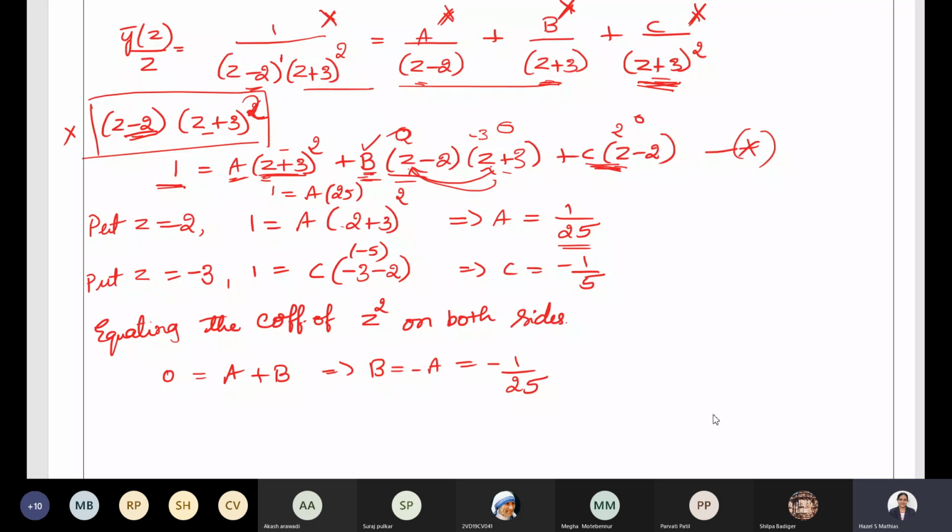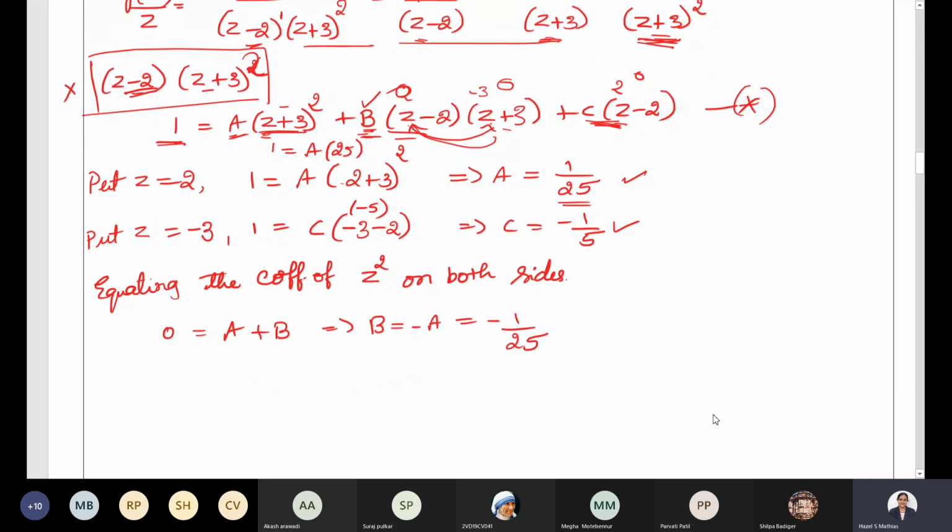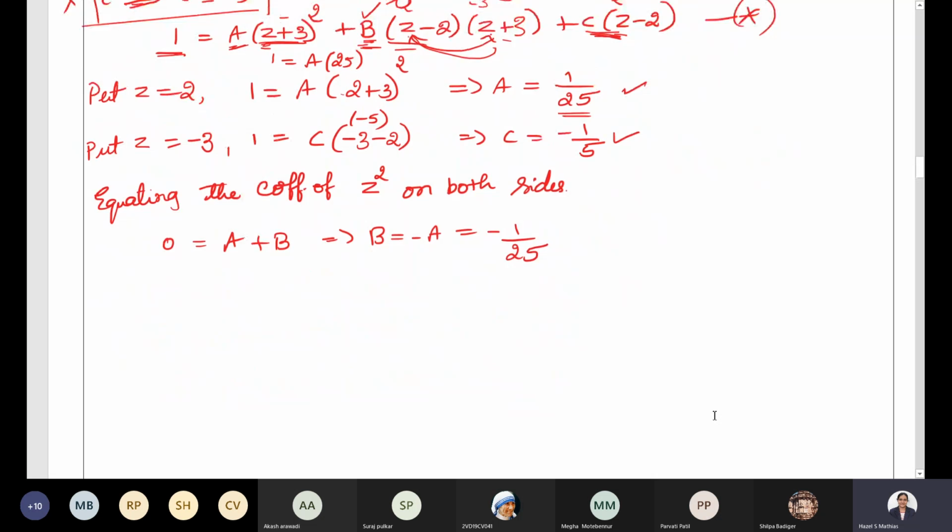A plus B equal to 0. A equal to minus B, so B equal to what? We have to find B because A and C we have already found out. So B is minus A, A is 1 by 25, so B will be minus 1 by 25. So this is the coefficient. A, B and C we have found out.